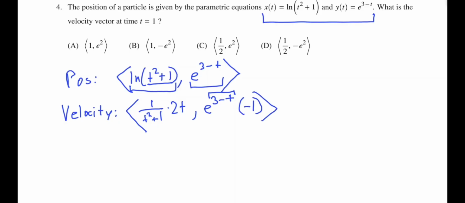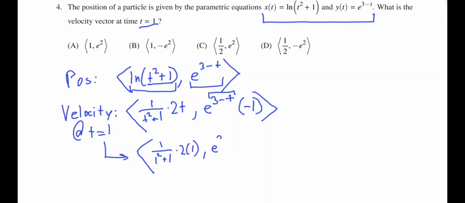And now let's compute the velocity vector when t is equal to 1, meaning let's plug in 1 for every single t value. So let's compute the velocity at the t value of 1. And so that would be 1 over 1 squared plus 1 times twice 1. And then for the y part, we have e to the power of 3 minus 1, that value times negative 1.